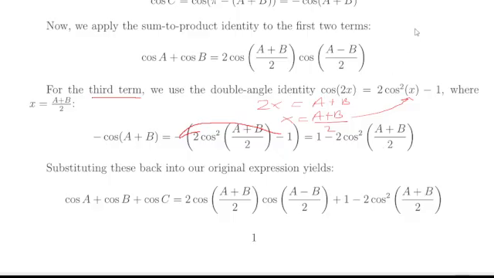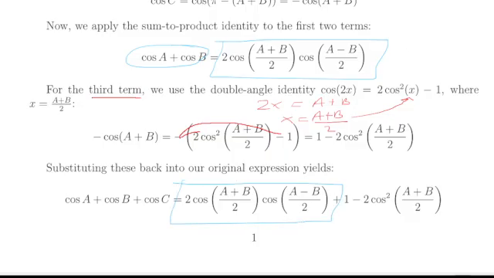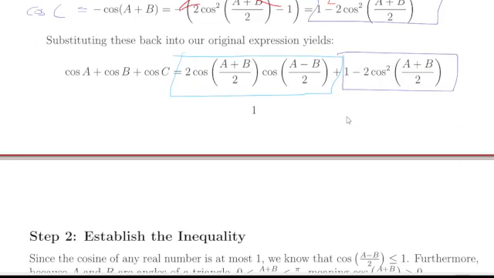So now we can add everything together. We already calculated the first two terms as 2 cosine of (A plus B) over 2 times cosine of (A minus B) over 2. That's these two guys right here. And then negative cosine of (A plus B), so that's cosine C, by the way, is equal to 1 minus 2 cosine squared of (A plus B) over 2. So now we're going to simplify this.